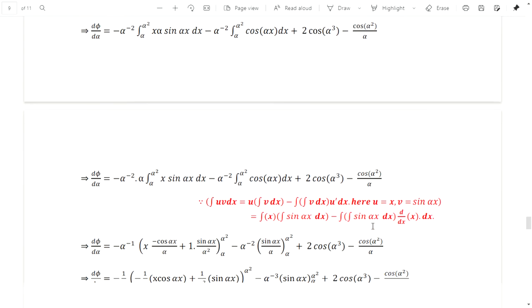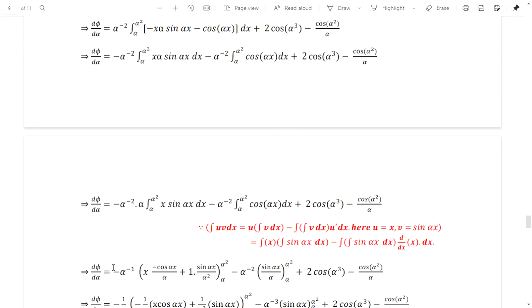So that minus alpha to the power minus 2 into, here we are doing integration with respect to x. So alpha is treated as constant. So bring it out, so that we will be left with integral of alpha to alpha square x into sine alpha x into dx, minus alpha to the power minus 2 into integral of cos of alpha x into dx, plus 2 cos alpha cube. That means I have written these two terms as it is.